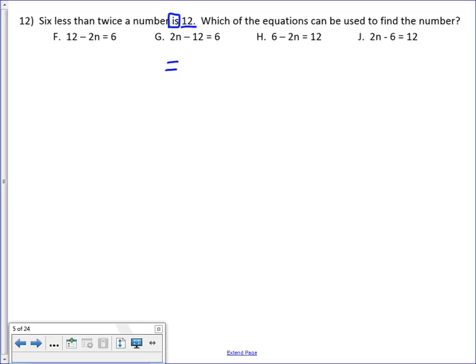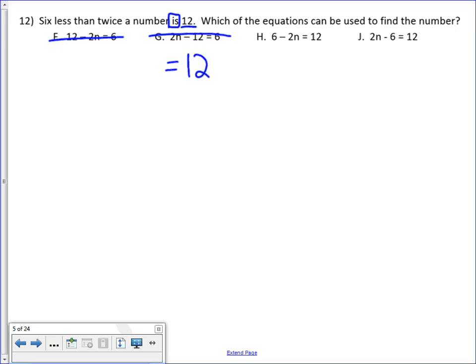Is 12. Okay, well, 12 is going to be 12. So the first thing I'm going to look for is the things that say equals 12. That means that F is out because that says it equals 6, and G is out because that says it equals 6. So now I've got it down to 50-50, right? I'm down to H and J.